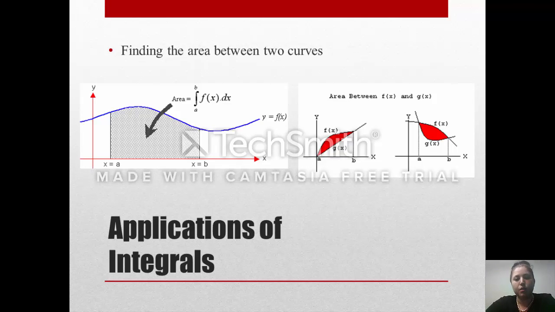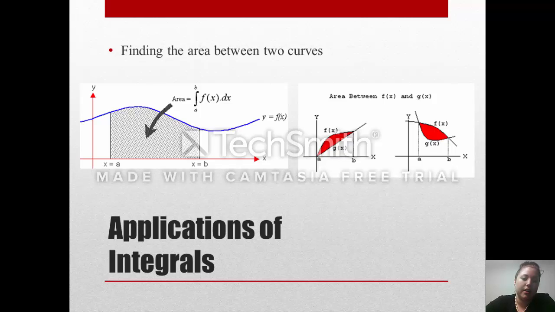Applications of integrals. One application is finding the area between two curves. We'll denote the two curves as f of x and g of x. On your right, you have two graphs where f of x is your top curve and g of x is your bottom curve. On your left, you have a region that is bounded by f of x and the x-axis. That's y equals 0, so that's your second curve.